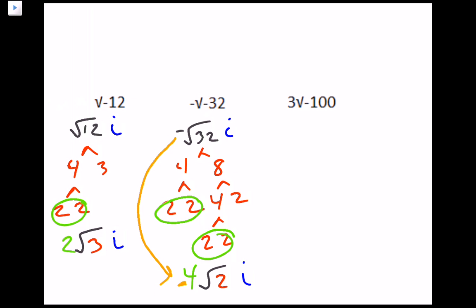Let's try this last one. First, let's rewrite it. 3 square root of 100 i. Now, what is the square root of 100? Well, that's nice. It's a perfect square. So this is going to be 3 times 10 i. And what is 3 times 10? 30. So my answer is 30i.